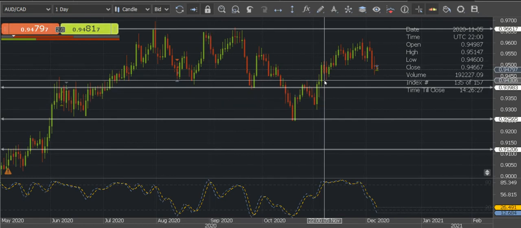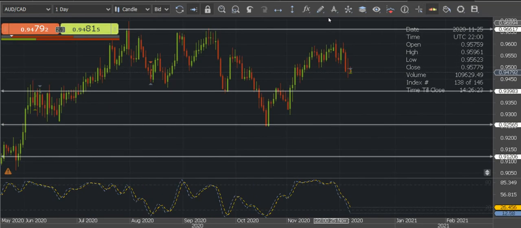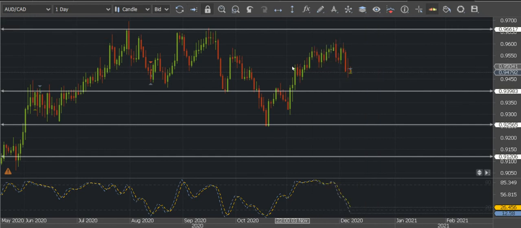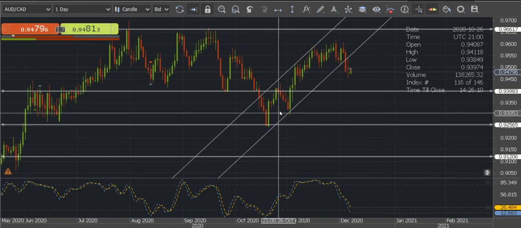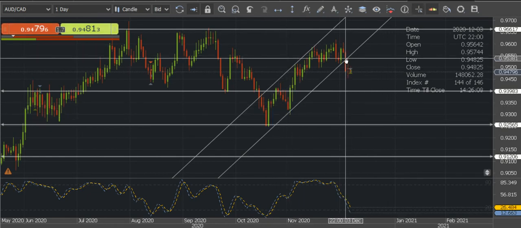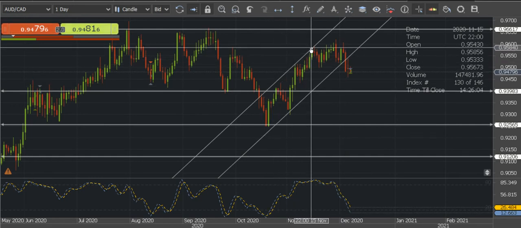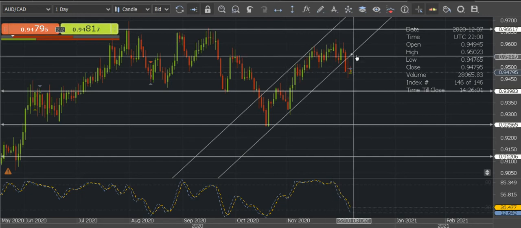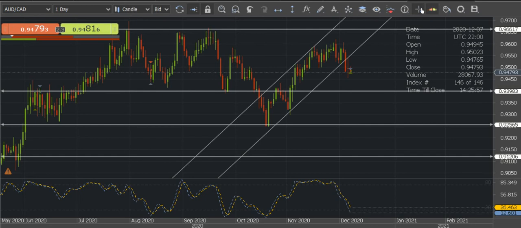We can't expect any channel here, but still we will try to put a channel here. If I put this channel, it looks like upward. So I have 1, 2 and 3 points, support points, and 1 and 2, these are two resistance points, and it will make my uptrend channel.